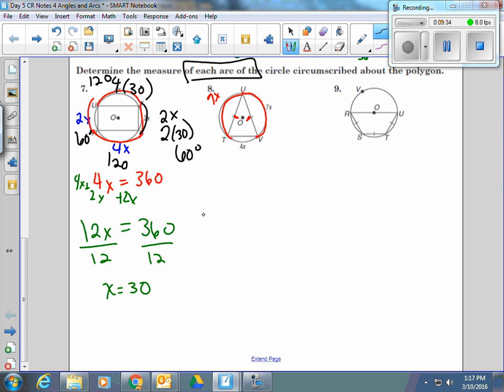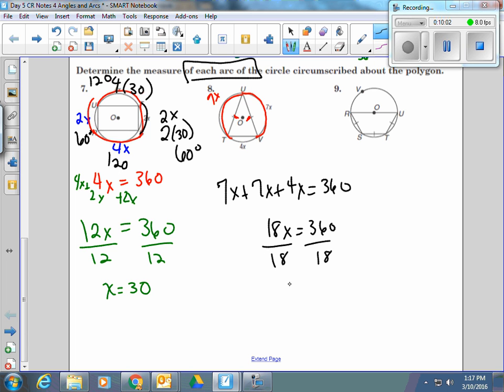Add up all the arcs, right? And not necessarily the sides, so the arcs of the circle. So what would I write? 16x. Where'd you get 16 from? 7x plus 7x plus 4x is equal to 360. So that'd be 18x is equal to 360. Divide by 18. So x is what? 20.